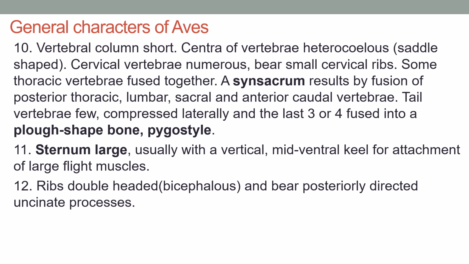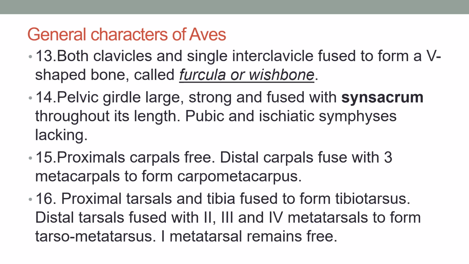The tail vertebrae are few, they are compressed laterally, and the last 3 or 4 are fused into a plough-shaped bone, the pygostyle. The sternum is large, usually with a midventral keel for attachment of large flight muscles. The ribs are double-headed and bear posteriorly directed uncinate processes. Both the clavicles and single interclavicle are fused to form a V-shaped bone, which is the furcula or the wishbone. The pelvic girdle is large, strong, and fused with the synsacrum throughout its length.